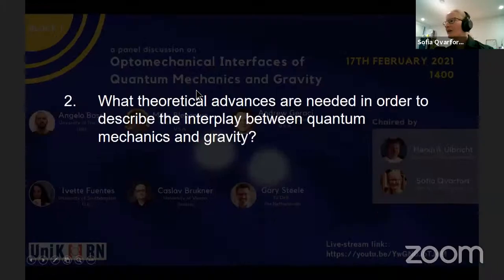I would very quickly just touch on the two next questions that I had in mind. But some of those have already been raised, very good points by everyone. So I'll just show the next question real quick. Sorry about this. Okay, so the second question we had, and we have touched on this a little bit, is: what theoretical advances are needed in order to describe the interplay between quantum mechanics and gravity? And here, if Kaslav would like to just give a few words.